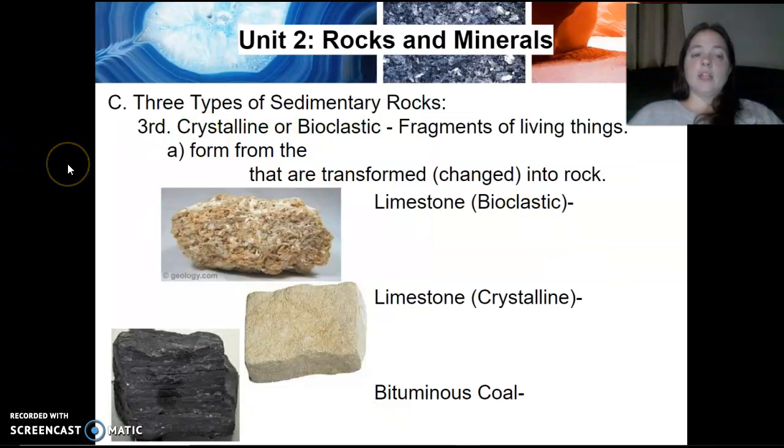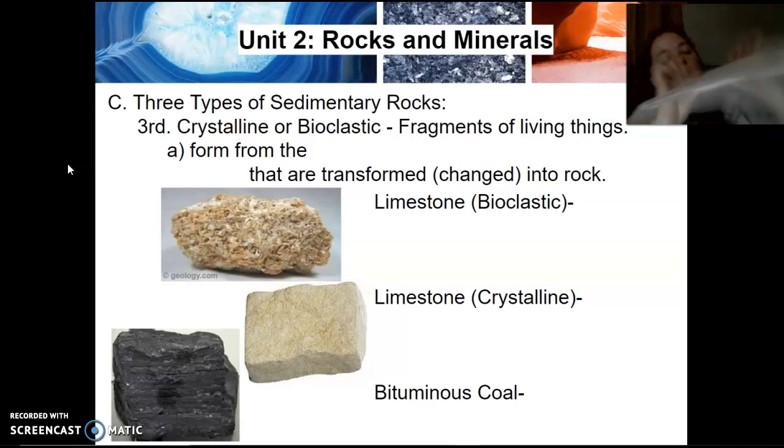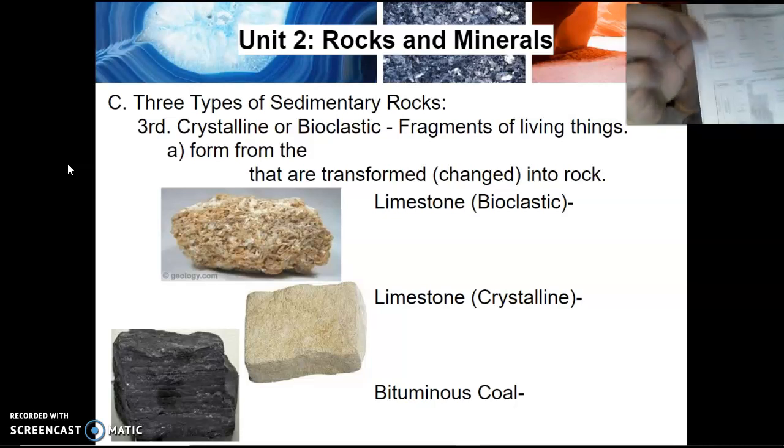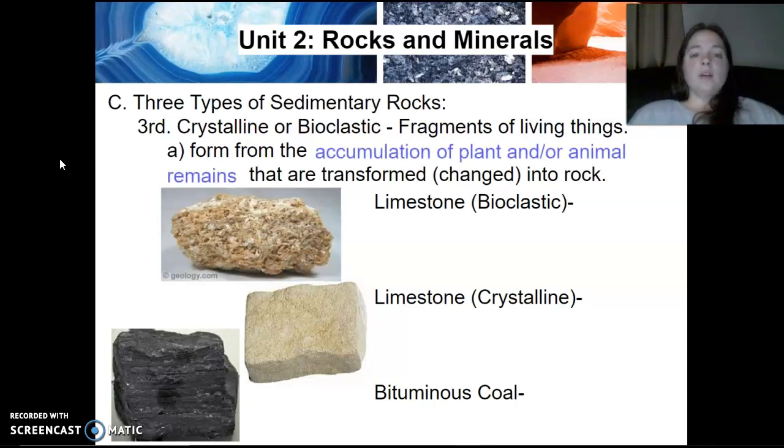And then the last but not least, we have crystalline or bioclastic. So up here, here's your clastics. Here's your crystalline or non-clastic. And then we have the last two, which is the bioclastic. These are fragments of living things that form from the accumulation of plant and/or animal remains that are transformed and changed into rocks.